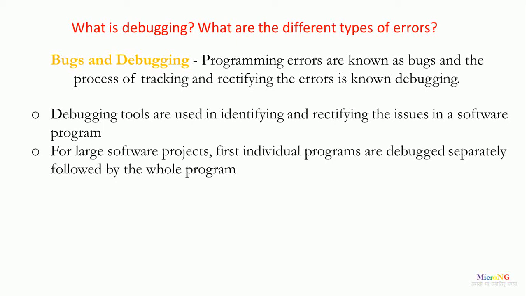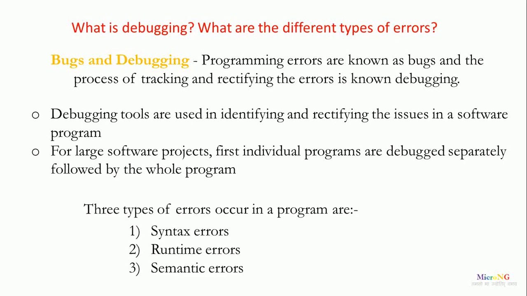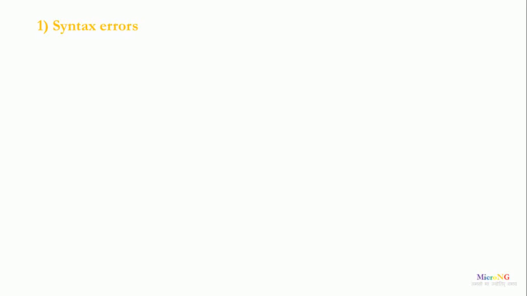For large software projects, individual programs are debugged separately, followed by the whole program. The three types of errors that occur in a program are syntax error, runtime error, and semantic error. First, let us see syntax errors.